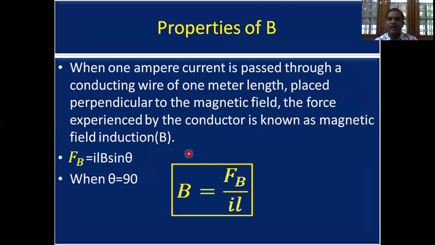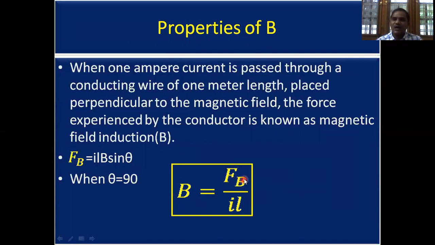Now, we know that when a current carrying conductor of length L carrying current I is kept in a uniform magnetic field of induction B, the conductor will experience the force F_B equal to I L B sin theta. Vectorially, you can write F_B bar equal to I into L bar cross B bar. When theta equals 90 degrees, maximum force exists, F_B equals I L B. From that, you can write B equal to F_B by I L.